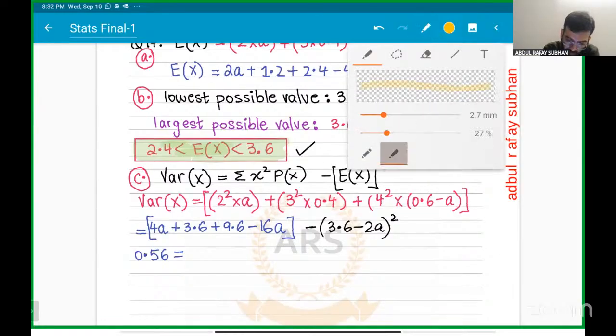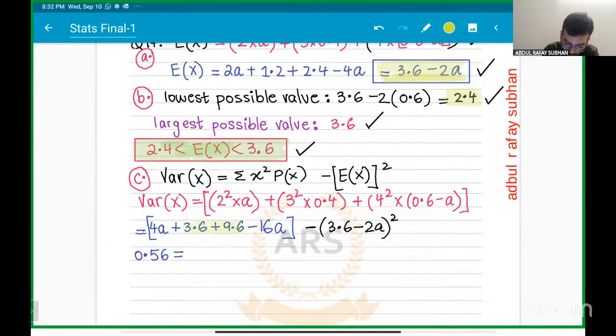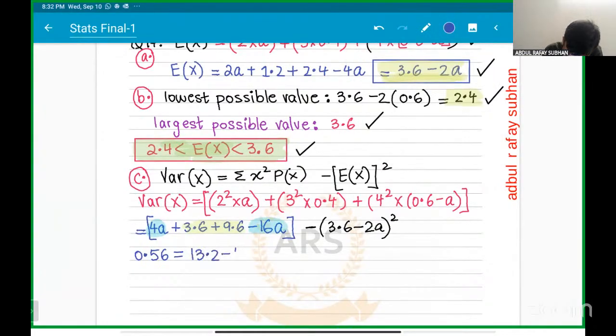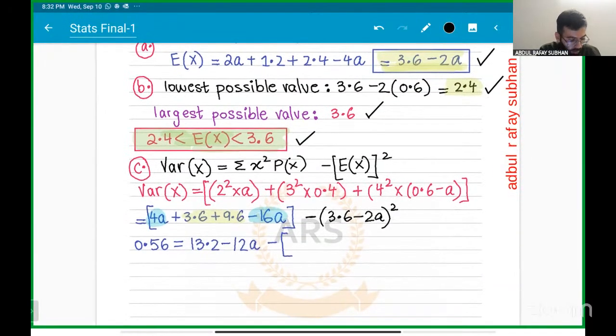So once we start solving, let's simplify. Whatever the like terms are, simplify. 3.6 plus 9.6, that is 13.2. 4a minus 16a, so we got 13.2 minus 12a, and we expand the brackets. So it should be a square, 3.6 whole square. A square, 12.96. A square minus 2ab plus b square. So please double check.